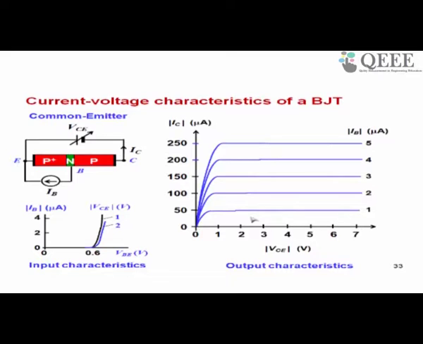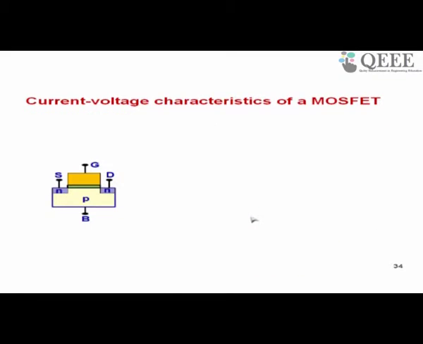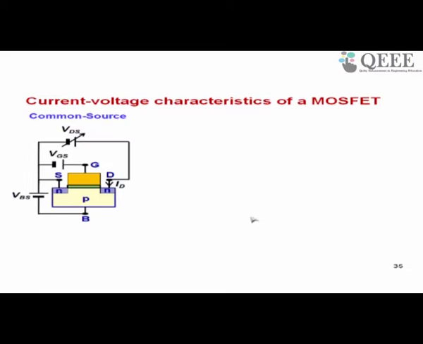Now let's come to a slightly more complicated situation, that is the MOSFET. A MOSFET is a 4-terminal device. Now you can imagine there will be so many possible characteristics in this case, but we will show the characteristics for the most common biasing arrangement, and that is called common source. So like common emitter, you have common source characteristics.